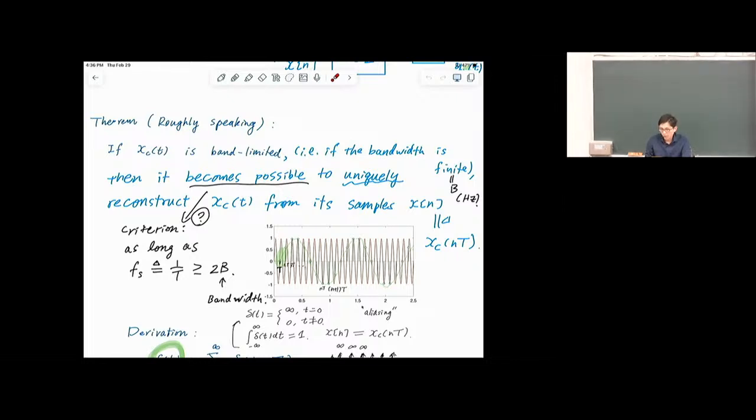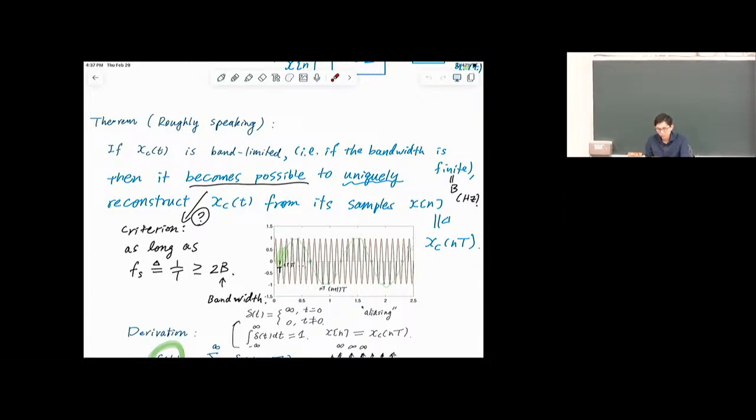Then it becomes possible, if we sample fast enough, to reconstruct the original signal without any ambiguity. We can for sure reconstruct the signal if the signal has a finite bandwidth to begin with, and if we sample fast enough, at least 2 times B, okay? Maybe I shouldn't say uniquely, let's just say reconstruct.